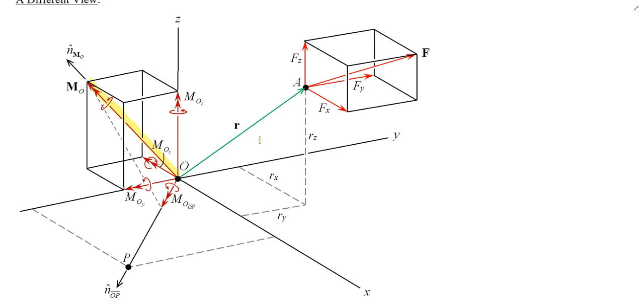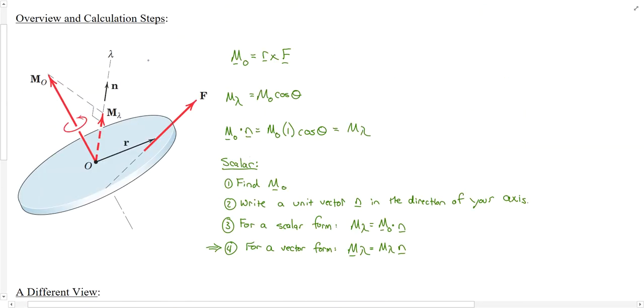With forces, it didn't matter where the force was in relation to the axis when I took a projection. Sometimes the axis would intersect the line of action for the force, but it didn't have to. It could be anywhere. For the moment, when you do the moment about an arbitrary axis, it is an absolute must that that axis must pass through the point where the moment is. If it doesn't, then you don't have the right expression.